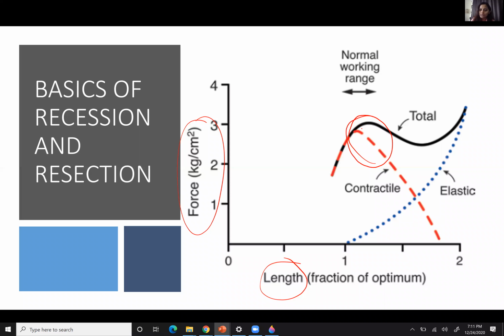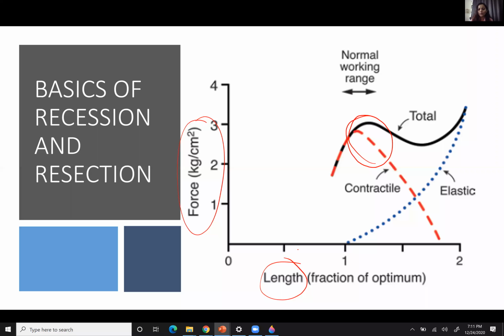Okay, also when you shorten the muzzle, that is during a resection, note that there is some amount of decrease in contractility. Now how do you explain that? That is explained by the loss of sarcomeres. You're actually losing the muzzle tissue as such. So therefore the contractility also reduces when you resect the muzzle.